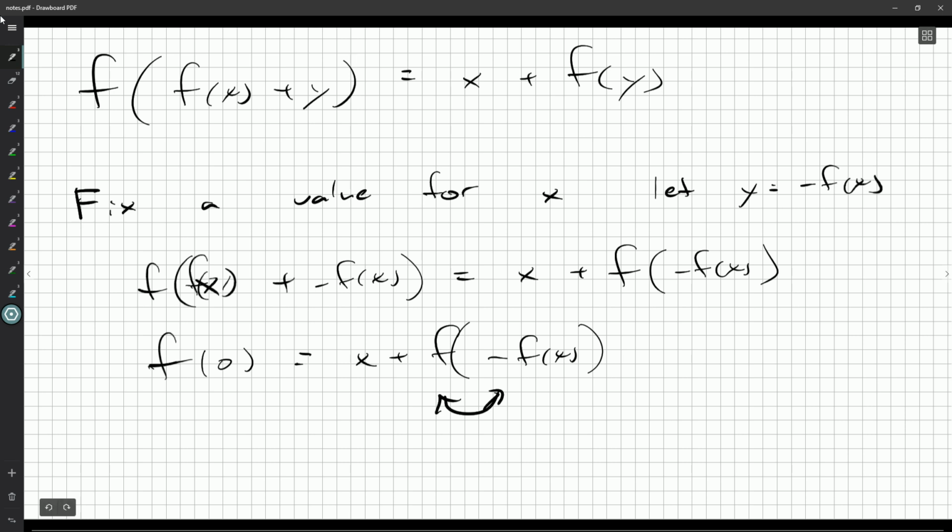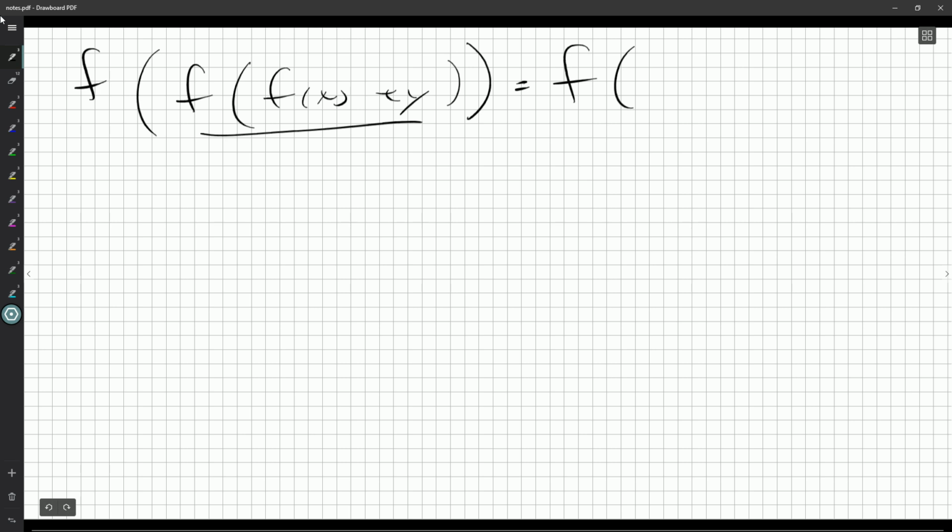Other approaches, well, we know that applying f once moves this f over here. So if I apply it twice, this resolves into x plus f of y, but of course addition doesn't care the order in which you put things. And so what does that do? What does f do? Well, it moves the f over here.